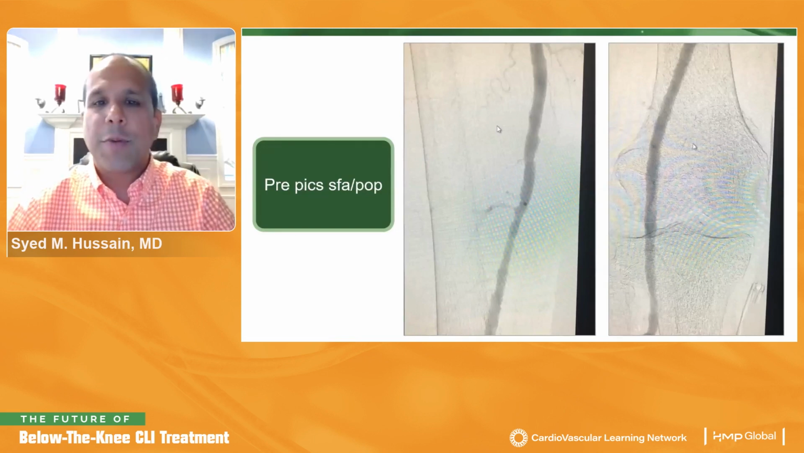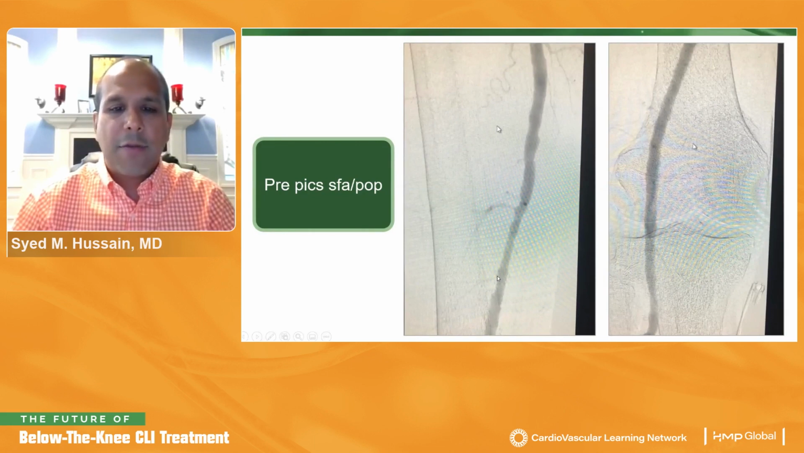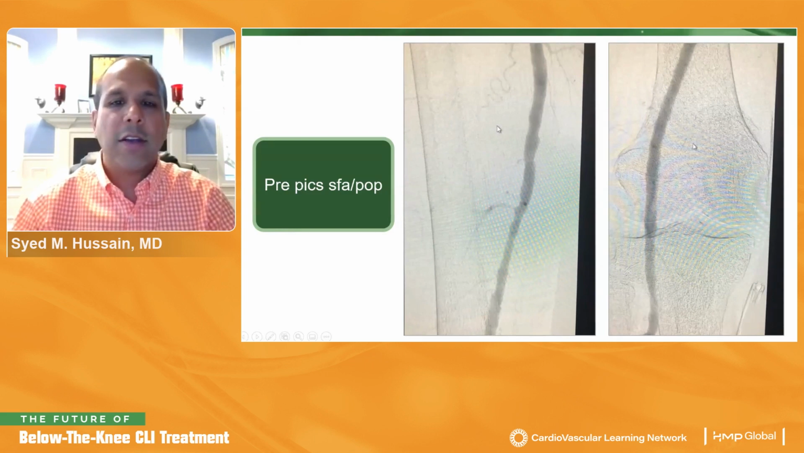So these are the pictures before we started. You can see that there is a slight tapered stenosis here in the distal SFA. It's not terribly significant, but definitely correlates with what we saw on the duplex examination. And here's your distal P1, P2, and P3 segments. Some mild irregularity, but essentially these are patent.